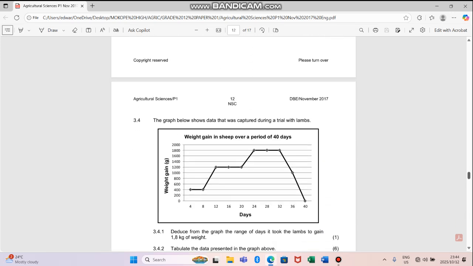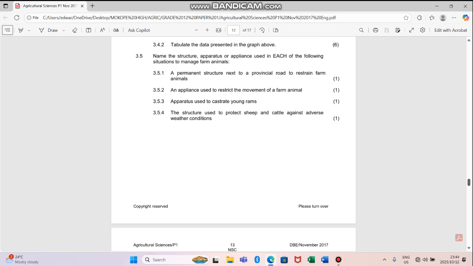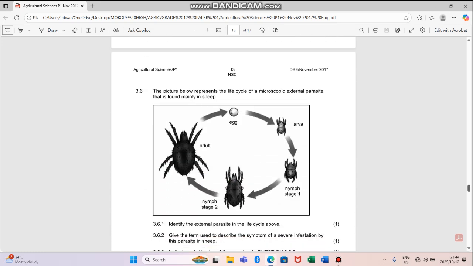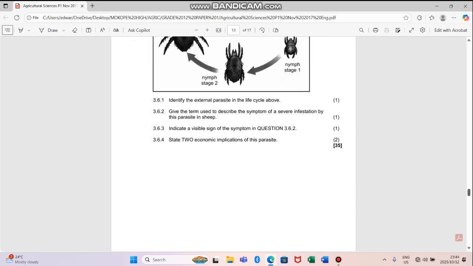We'll be looking at also some of the equipment that we use to handle these animals. Then we'll be looking at the internal and external parasites.